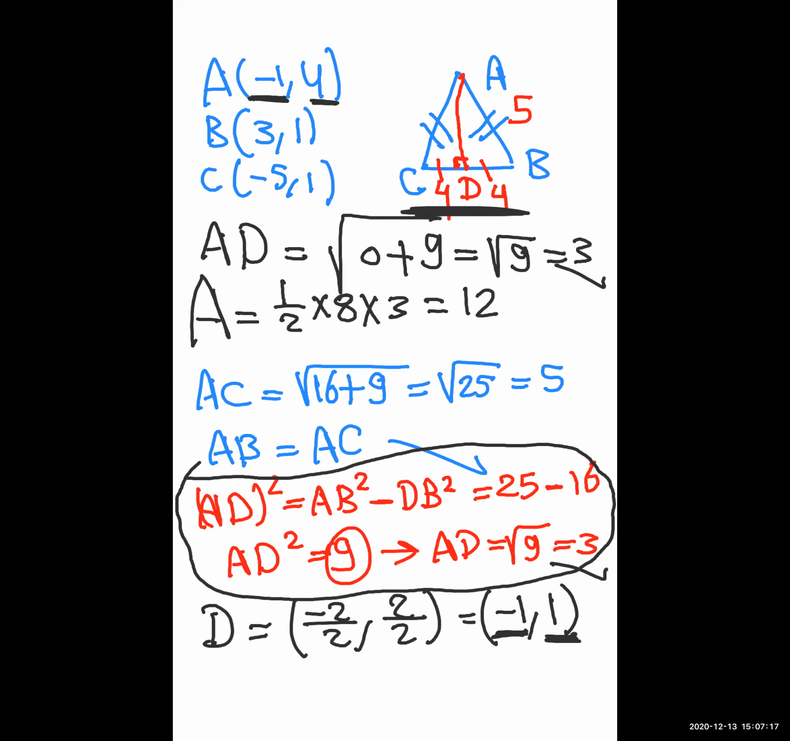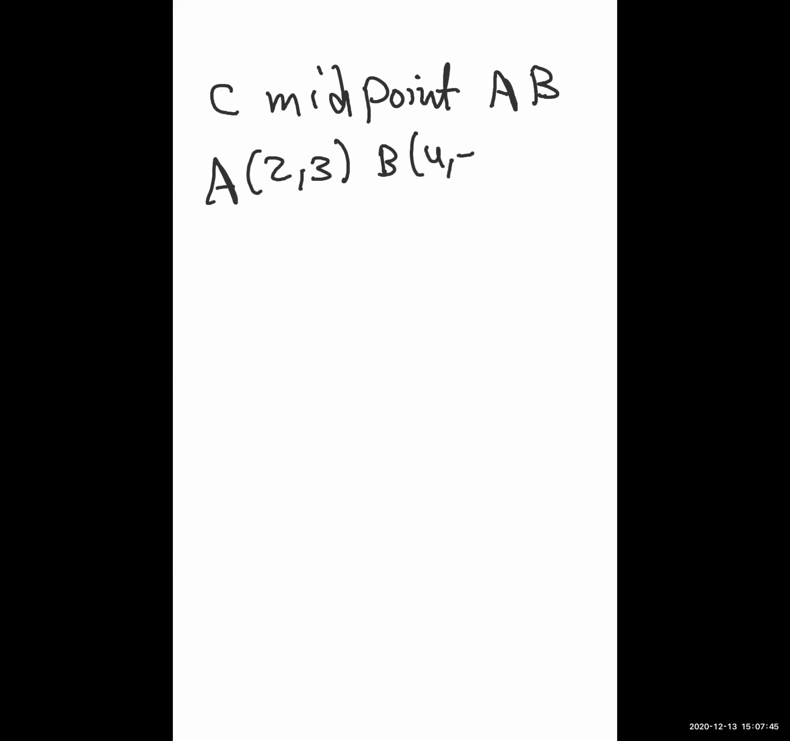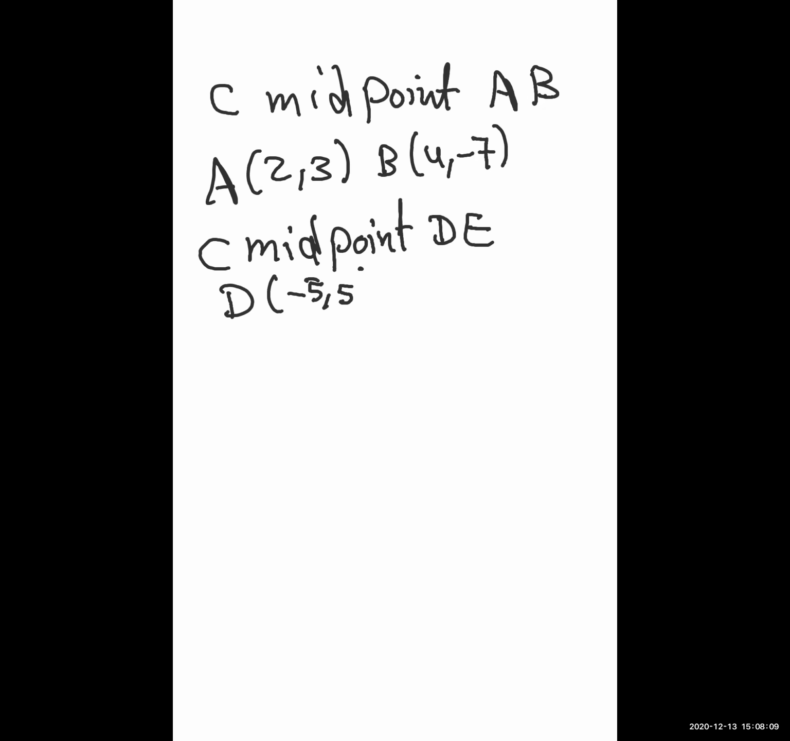Okay, great. Then one more example. If C is the midpoint of AB, where A is 2 and 3, B is 4 and -7, and C is also the midpoint of DE, where D is -3 and 5. Find E.